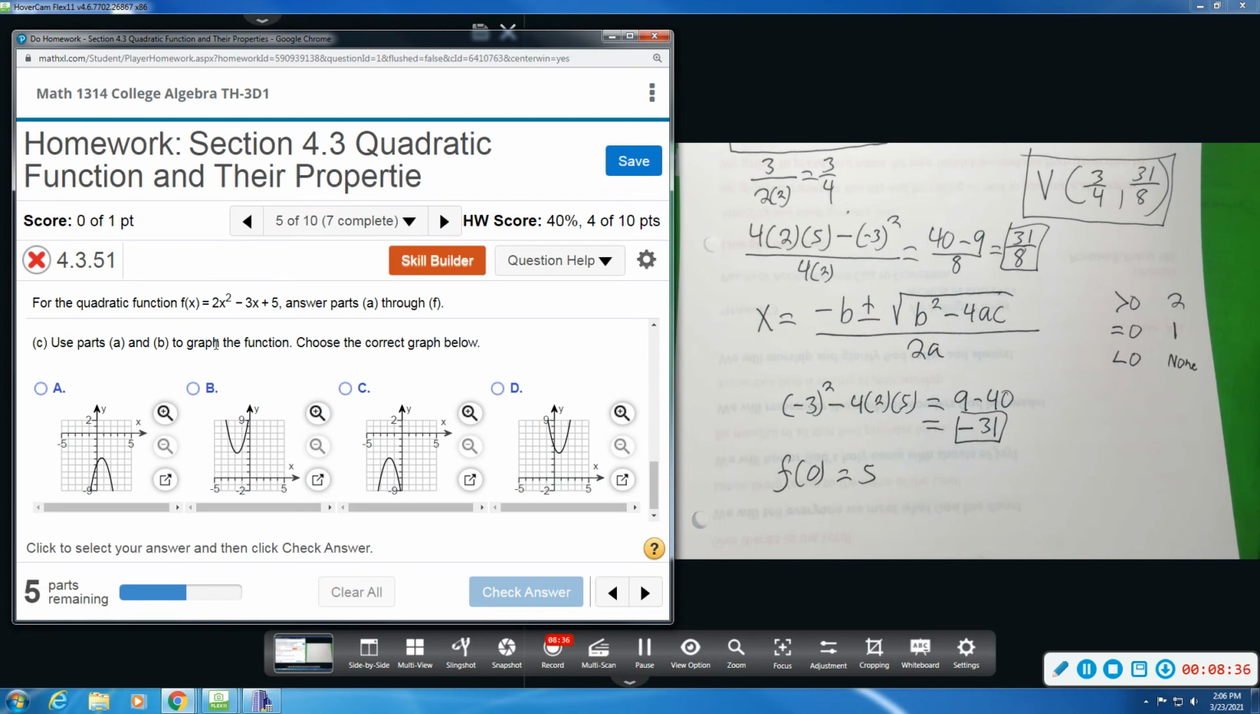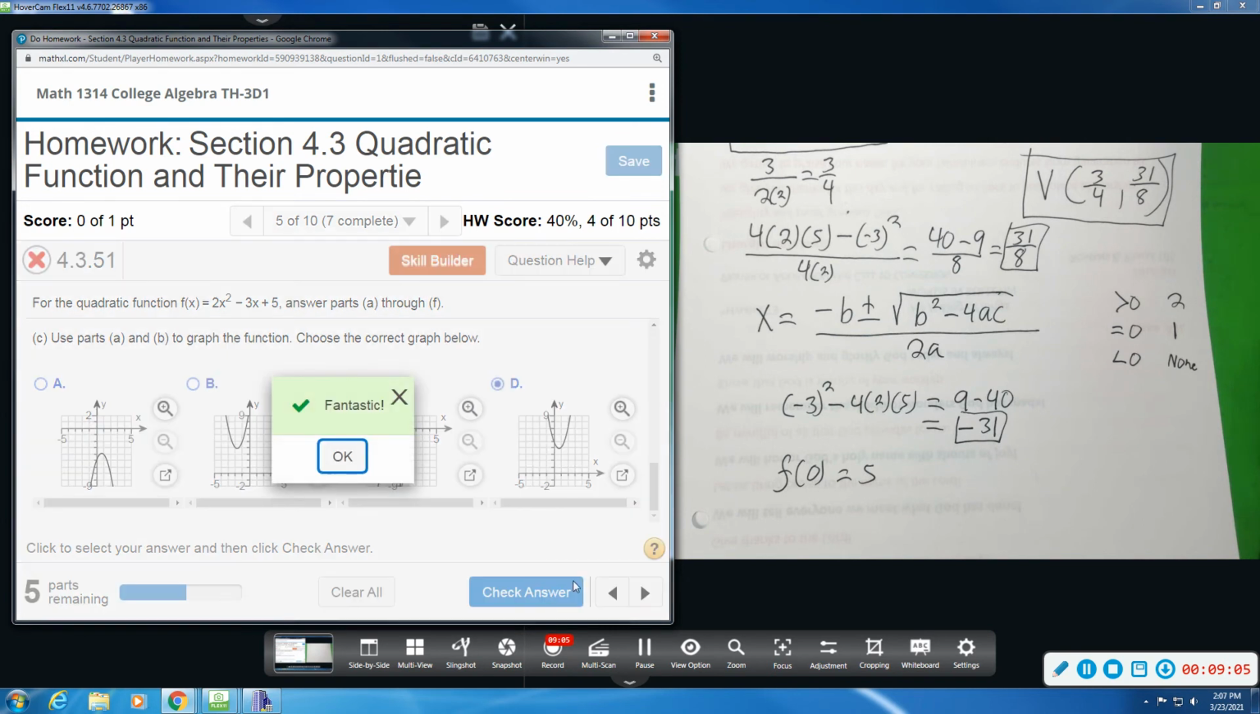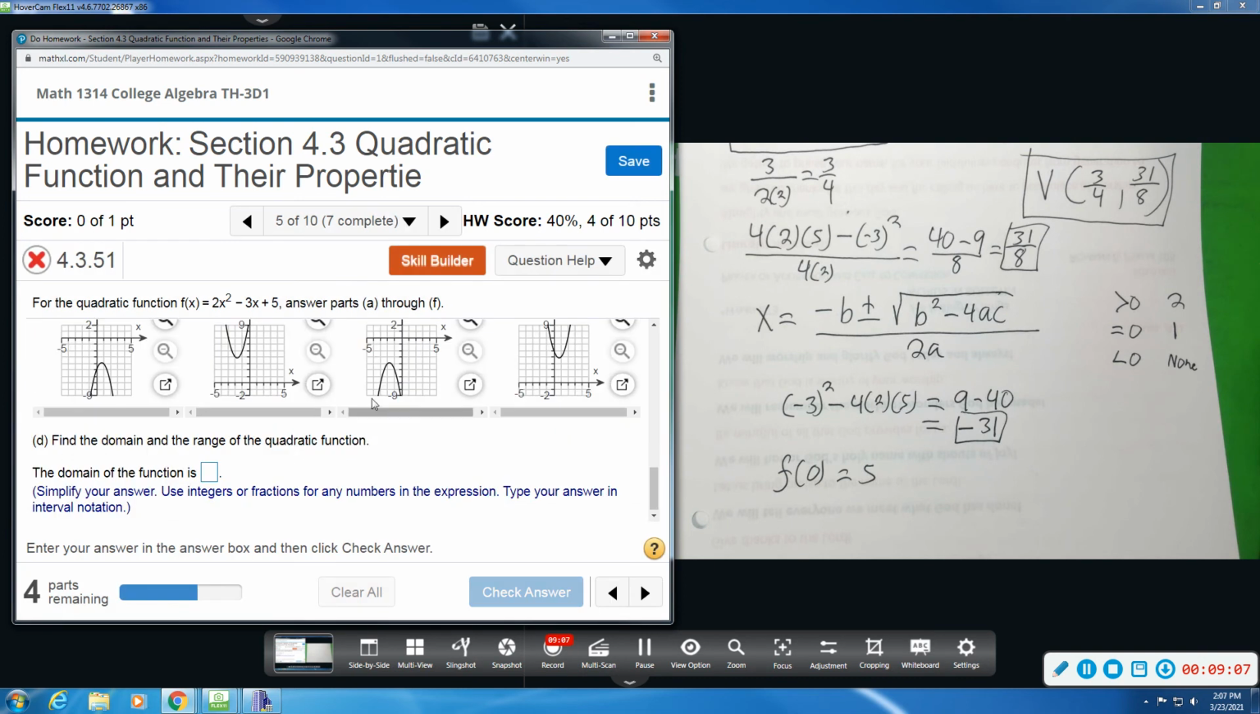All right, so now we want to know which one is the correct graph. One thing I do know, it crosses the y-intercept at 5, it opens upward. So looking at these options, B opens up and D opens up. Which one has a y-intercept of 5? D, 1, 2, 3, 4. D crosses at 5. What about B? No, it doesn't. So D is our graph. More than welcome to plug it into the calculator and graph it.